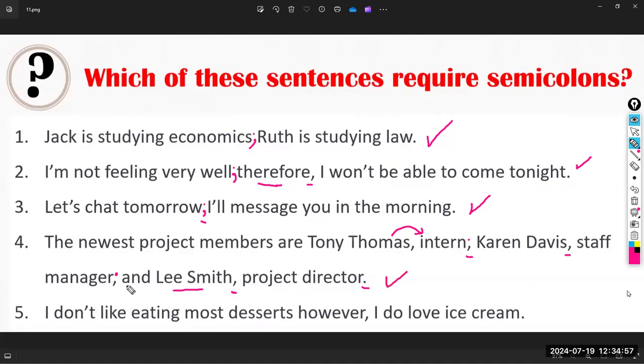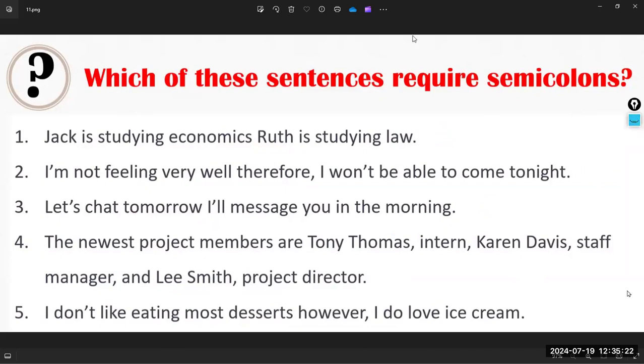Finally, the final example is saying, I don't like eating most desserts; sorry, this is a conjunctive adverb, so I have to use a semicolon before and a comma after because I'm using it in the middle of the sentence. I do love ice cream. So this is it. Now I think you can use the semicolons correctly. Thank you for watching and good luck.